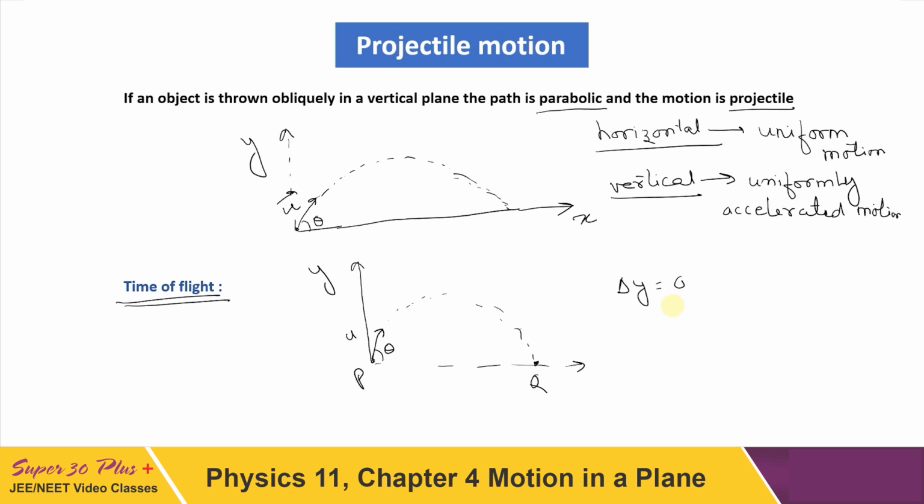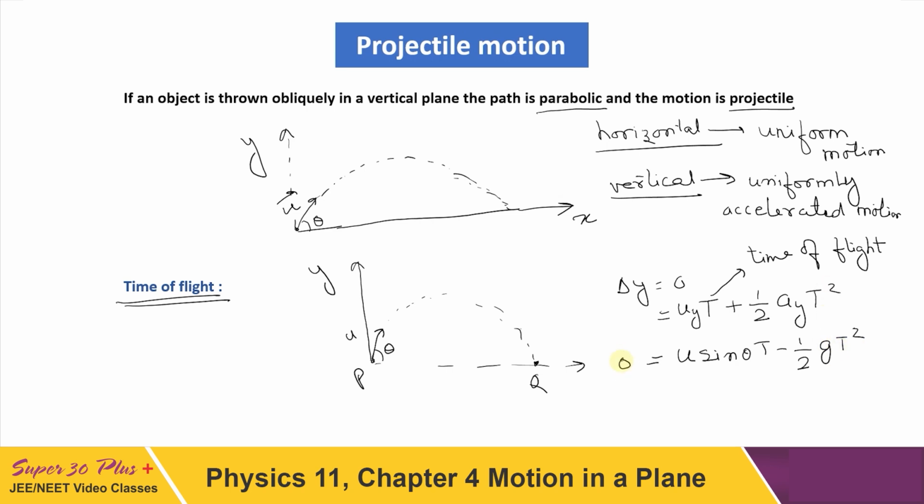Now for delta y, since it is a uniformly accelerated motion, this can be written as ut plus half at square, which is here u_y t plus half a_y t square. This t I have considered as the time of flight, the time taken for the whole journey. Now what is u_y? u_y is the vertical component of initial velocity, which is u sin theta. So this is u sin theta t. a_y is minus g, so minus half g t square, and this value is equal to 0. Now we get the value of t, which is equal to 2u sin theta upon g.